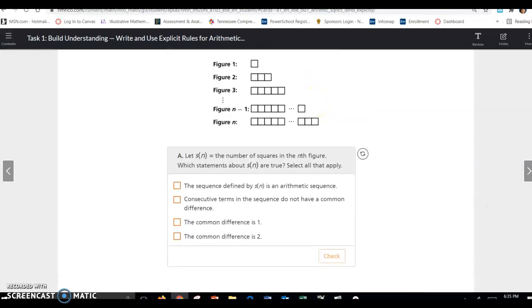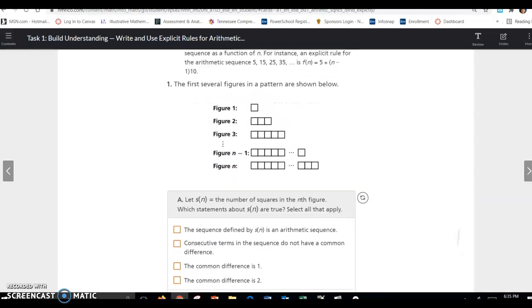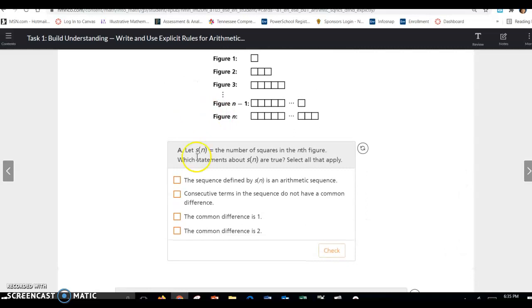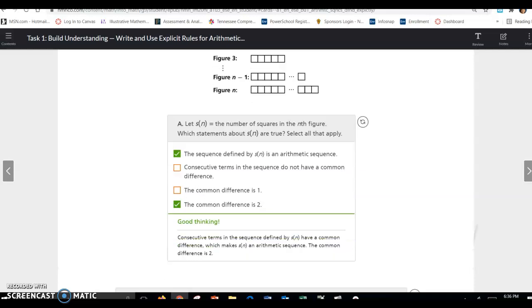Select all that apply. All right, so if we are calling the pattern above S of n, then let's see what it says. The sequence defined by S of n is an arithmetic sequence. 1, 3, 5. I'm adding 2 each time, so yes, that is an arithmetic sequence. It has a common difference. Consecutive terms in the sequence do not have a common difference. That's not true. The common difference is 1? From 1 to 3, you add 2. From 3 to 5, you add 2. So the common difference is 2, not 1.